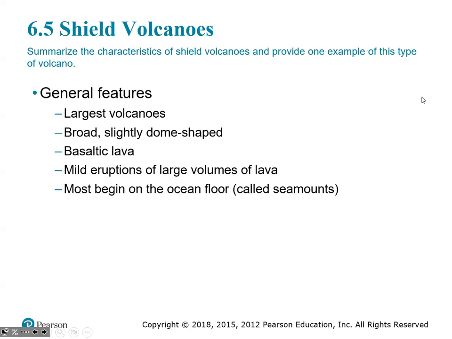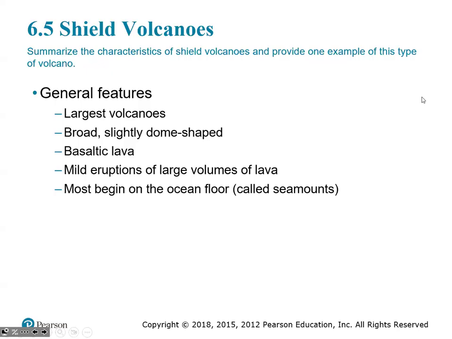Some general features: these are the largest volcanoes, but they're not the most dramatic because they're very wide but not very steep. They're broad and slightly dome-shaped, so they sort of look like a shield on its back, with that arch shape you might expect from a shield. They're primarily made of basaltic lava, which flows very easily, so they pump out a lot of lava that flows along and builds up a big, broad volcano.